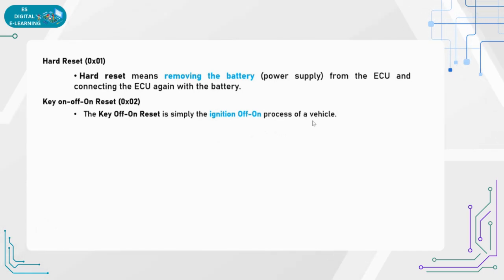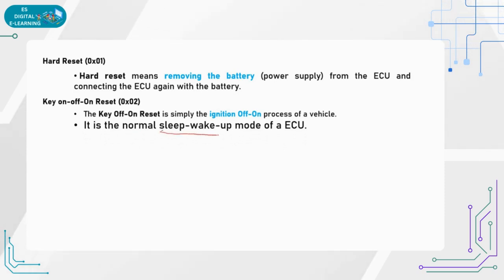So the key off, on, reset is simply the ignition off, on process of a vehicle. It is normally just a sleep wake up mode of the ECU. So what exactly will happen here when we do it, like immediately on your bike, off and on like that? It won't disconnect immediately, right? It will already be in the on state, so it will activate immediately. So the ECU will not get powered down immediately.